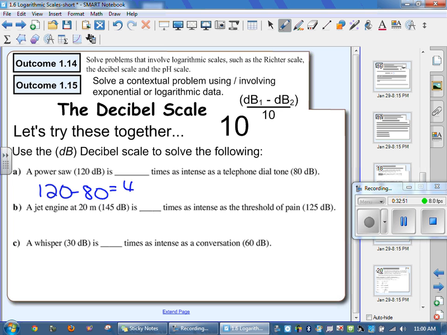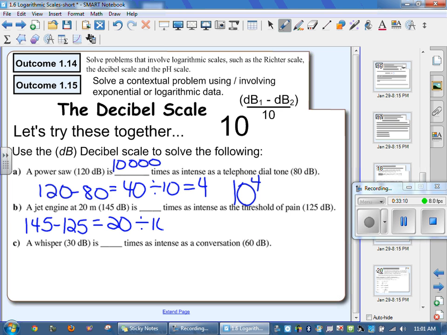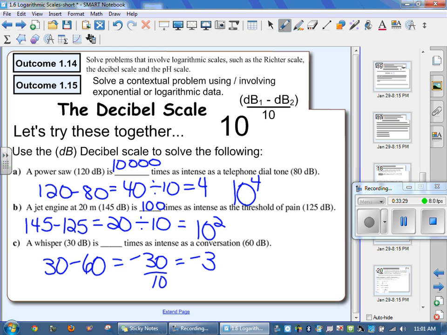So 10,000 times louder. On this one, we're going to take 145, subtract 125 to give us 20. Last step, divide by 10 to give us 10 exponent 2, which is 100 times louder. Then the last one, I'm going to take 30 and subtract 60. And then I'm going to divide it by 10, so that's going to give me negative 30 divided by 10, which is negative 3. So that's going to give me 10 exponent negative 3, which is 1/1000 times as intense. So it's a softer sound, it's not as loud. Okay, let's look at the next couple questions.